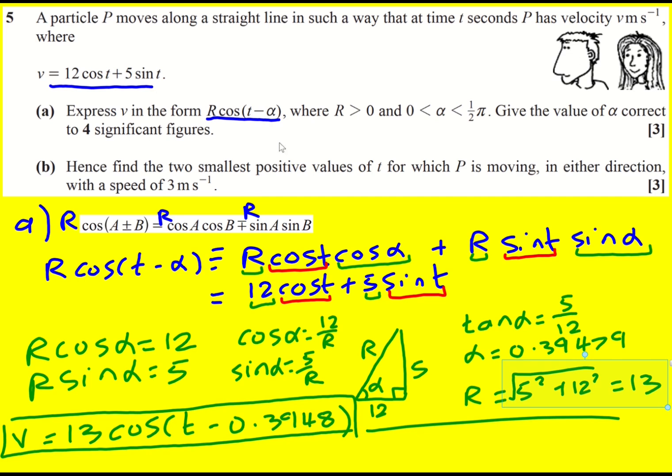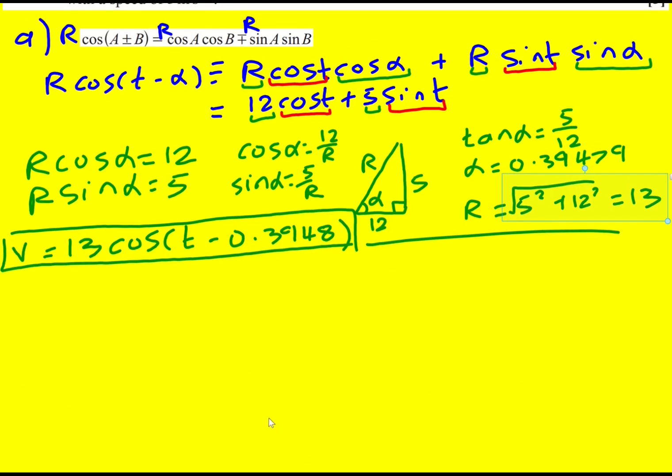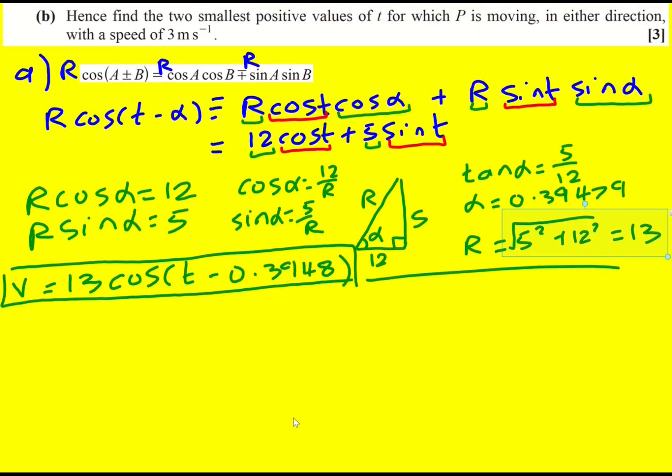Hence find the two smallest positive values of t for which P is moving in either direction with a speed of 3. So basically it's saying when is v going to equal 3 or minus 3. But I think what we should do is just draw a little sketch of v to completely understand this second part.